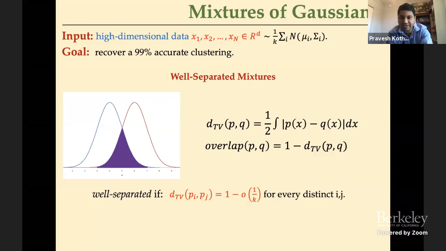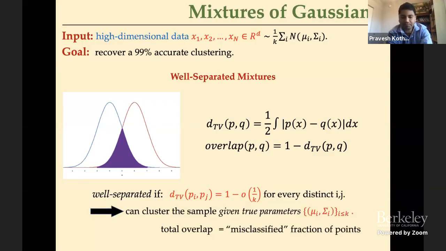Now, it's legitimate to ask why this is a reasonable thing to assume, so I want to justify that for just a second. For this justification, let's assume that I make the problem easier for you. Let's assume that I give the true parameters to you: mu one, sigma one, mu two, sigma two, up to mu K, sigma K. And I ask you to solve the same problem. Now that you know the Gaussian distributions, can you cluster the points?